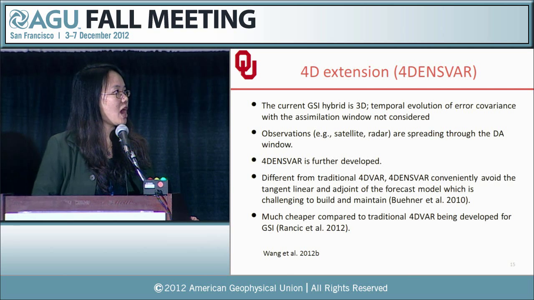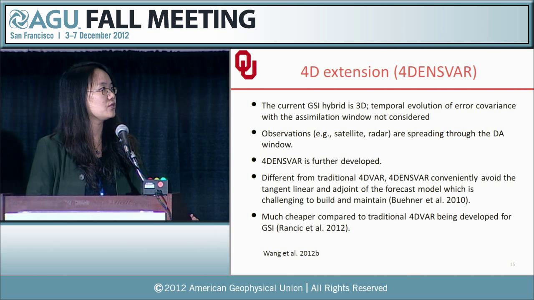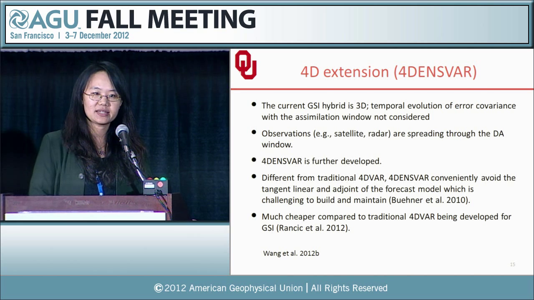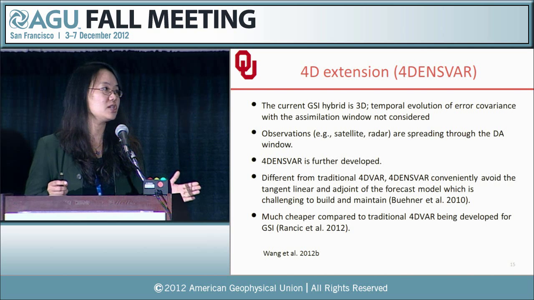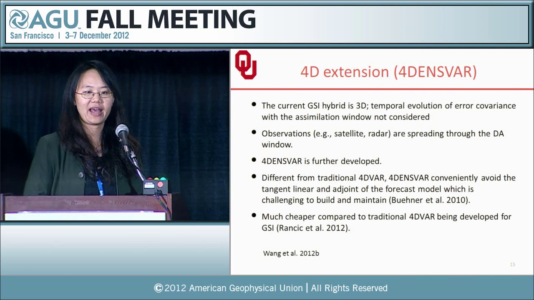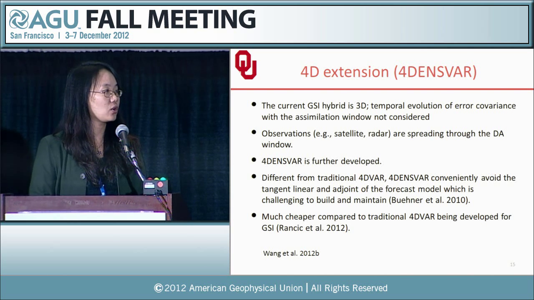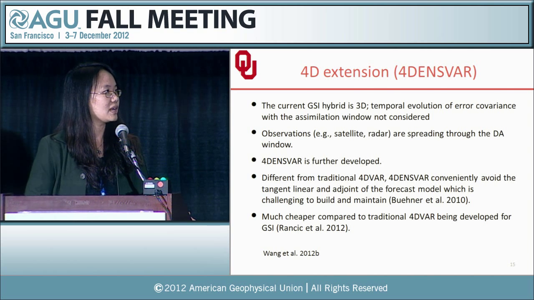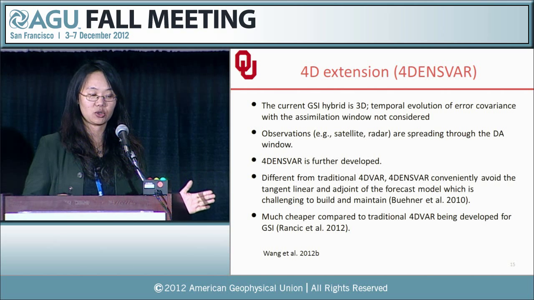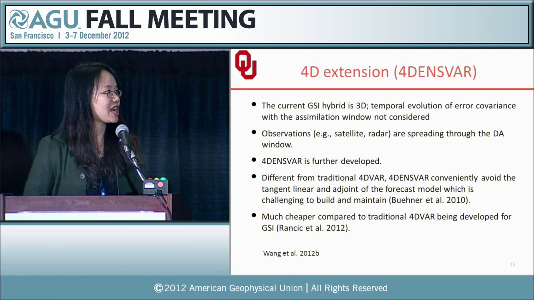As I mentioned earlier, we also extended 3D hybrid into a 4D. The current operational GSI hybrid is 3 dimensional. There's no time dimension within the data assimilation window. So the temporal evolution of the error covariance within the assimilation window is ignored. But we know all observations like satellite or radar data are actually spread through the data assimilation window. So we made this 4D extension.